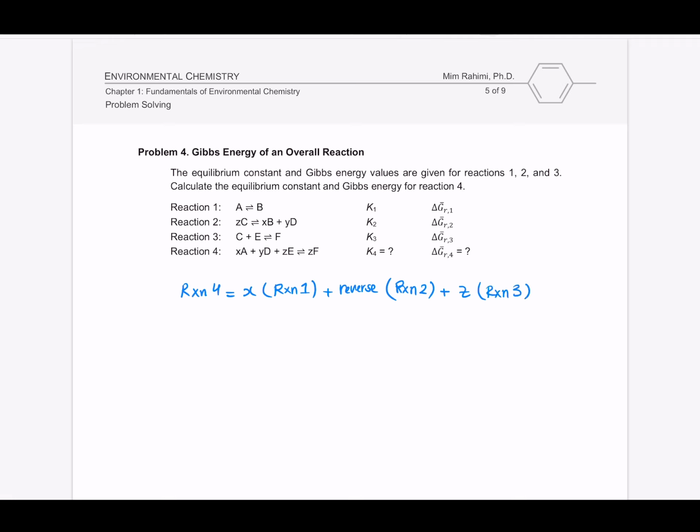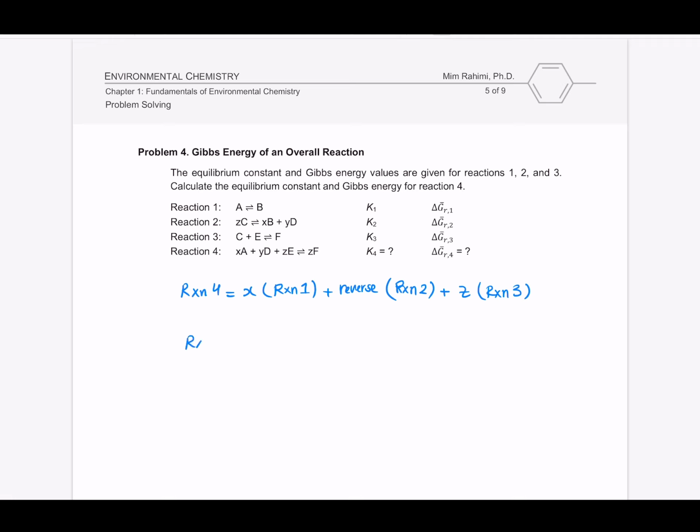So now we want to see how we know how to deal with K when it comes to X times reaction 1. We had that before. It's K to the power of X. We know how to do it for reverse. So we want to know how to deal with delta G for times a factor or reverse, which is times minus 1. So just do the same thing. I'm going to do it for reaction 1 and then we go from there.